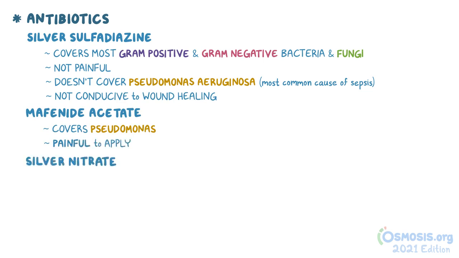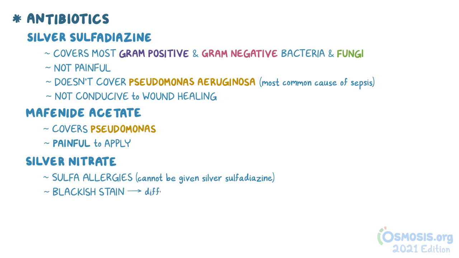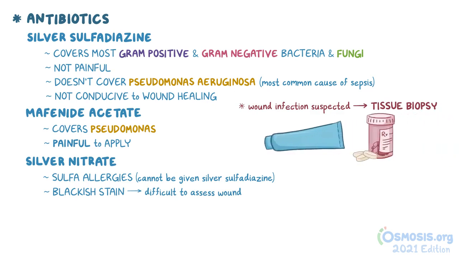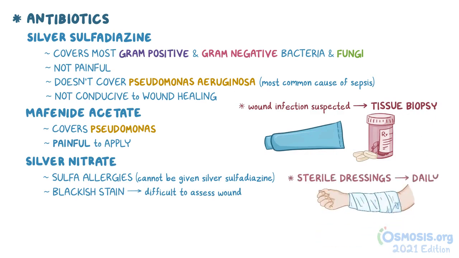Silver nitrate is a good option for individuals with sulfa allergies, who cannot be given silver sulfadiazine. However, it leaves a blackish stain, making it difficult to assess the wound. If a wound infection is suspected, a tissue biopsy is obtained, and topical as well as systemic antibiotics are tailored to the offending organism. Sterile dressing should be applied daily, which helps in wound healing.